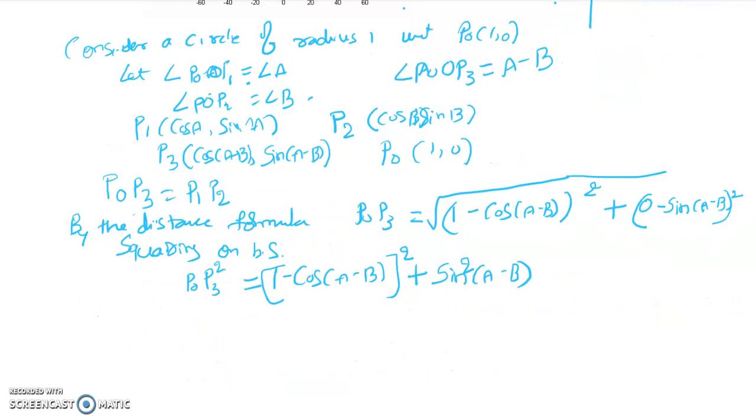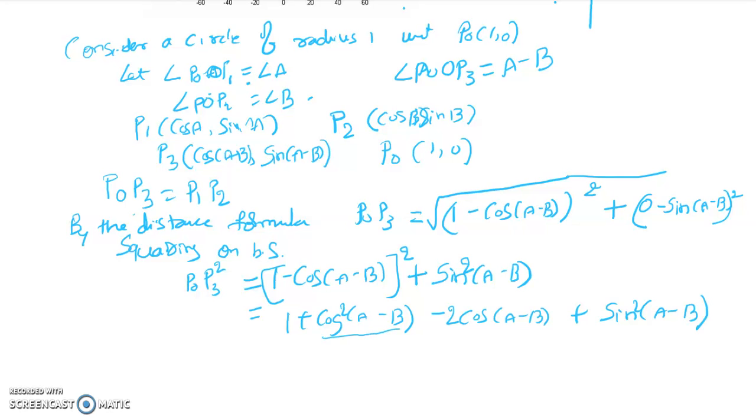Now I will expand this in the form (A minus B) the whole square: 1 plus cos square of (A minus B) minus 2 times 1 into cos of (A minus B), plus sin square of (A minus B). Now what we will notice: cos square of (A minus B) plus sin square of (A minus B) is as good as cos square theta plus sin square theta, that is 1. Together I write it as 1.